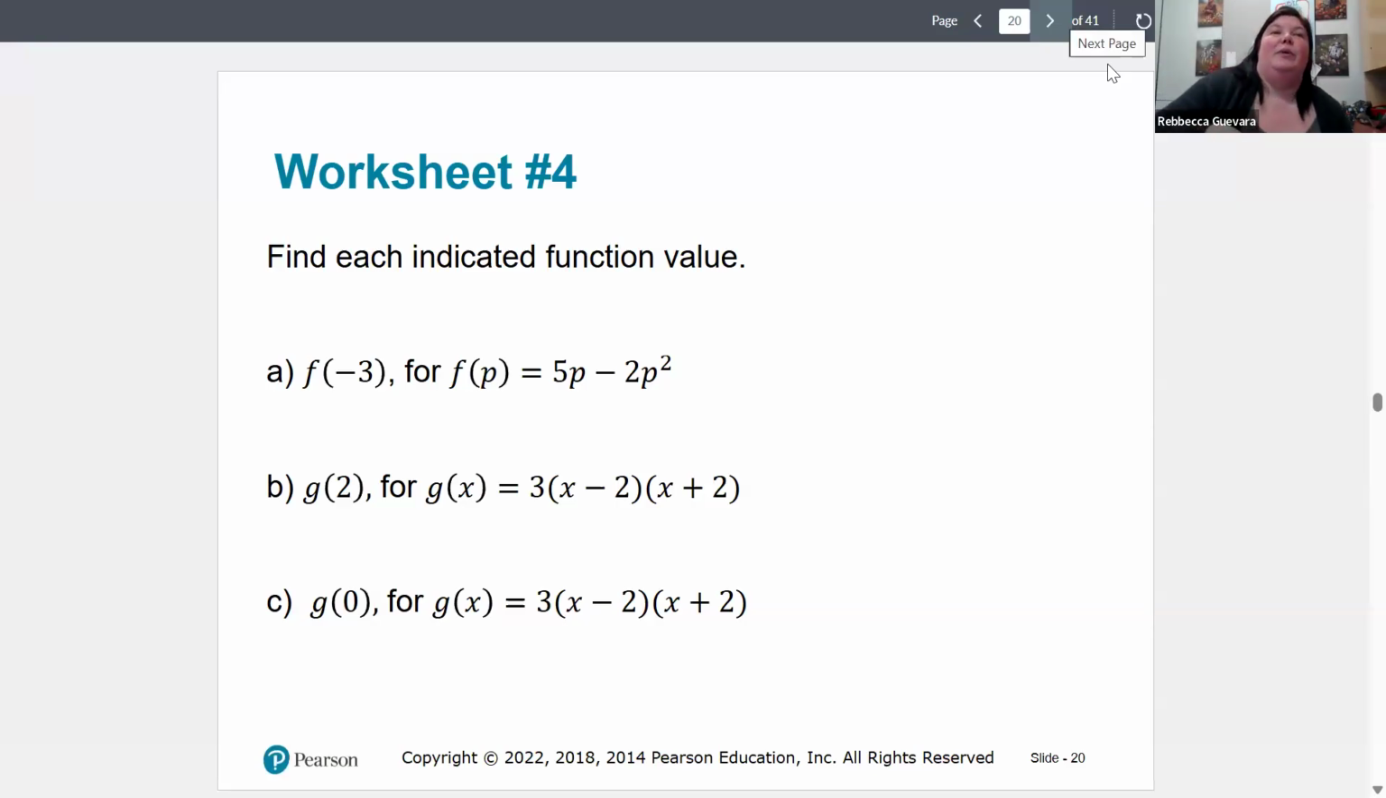All right, so take a moment and try to find each indicated function value. So we got a couple cases for you. We got an f, a g, and then the same function again, a g, but we just changed what the input is.